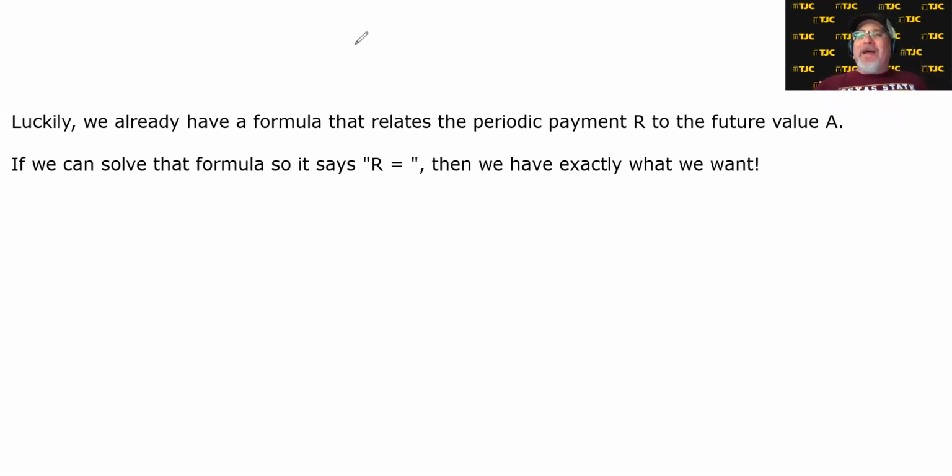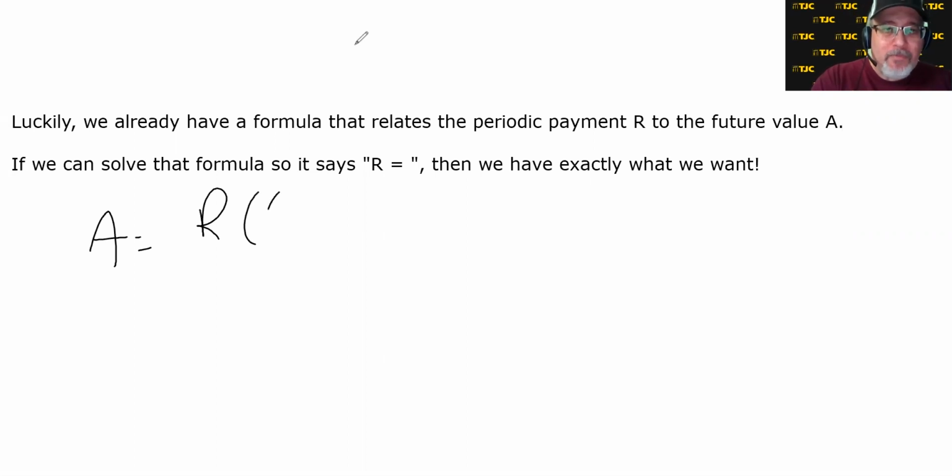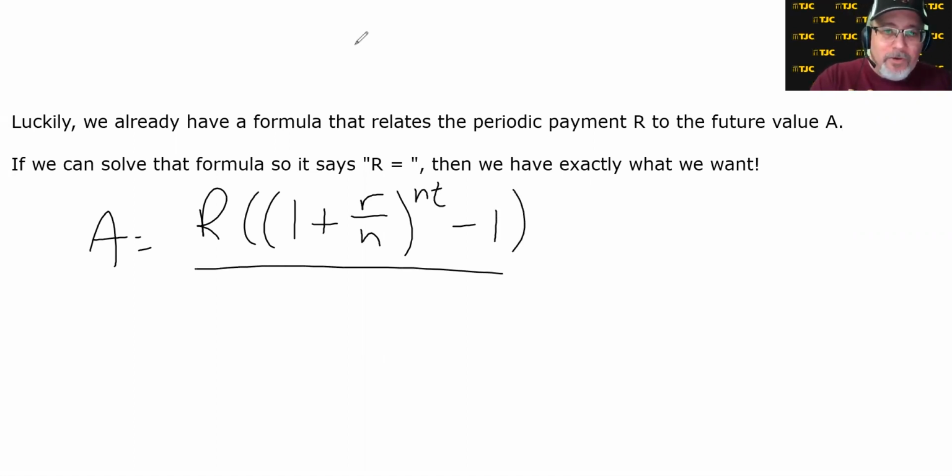If we can solve this formula so that it says R equals, then we have exactly what we want. And in general, that's a good math strategy. If I want to know what something equals, I need a formula that says that equals something. But right now, our formula says A equals R times double open parentheses 1 plus R over N, all to the NT power, minus 1, close that parentheses, and over R over N. And notice I didn't put the extra parentheses around it yet. I could, but I'm not going to.